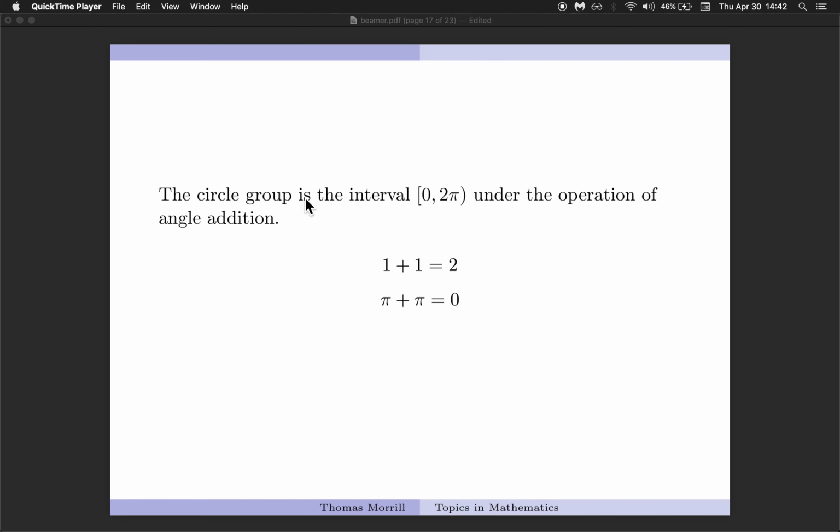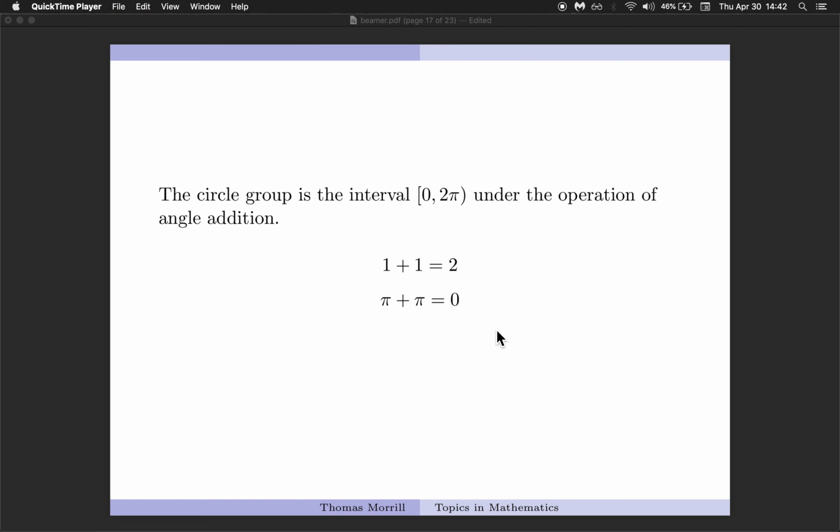I'm going to call this the circle group. And as a set, I'm just thinking about the interval from 0, including 0, up to 2 pi, but not including 2 pi. The operation I'm going to use here is angle addition, right? So anytime we do trigonometry, geometry stuff, we say things like, oh, well, we wrap around at 2 pi radians to make a full circle. So 3 pi radians would be the same as pi radians.